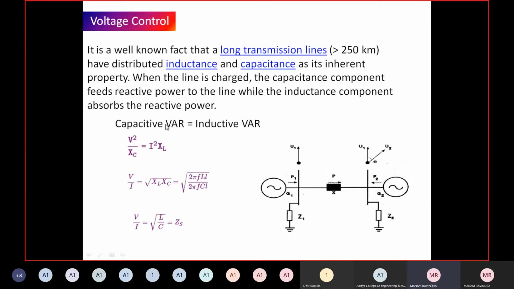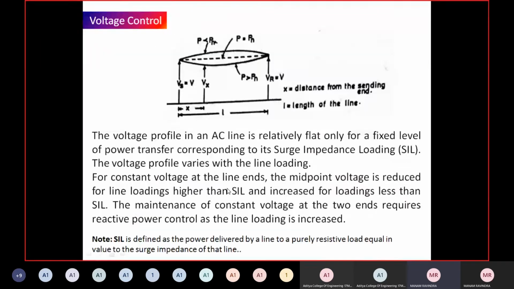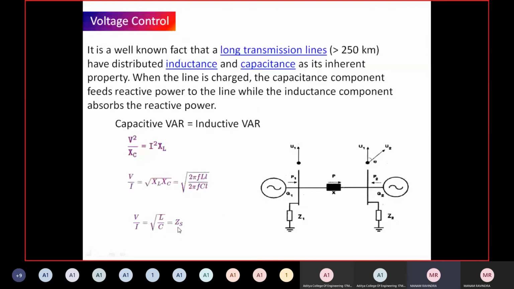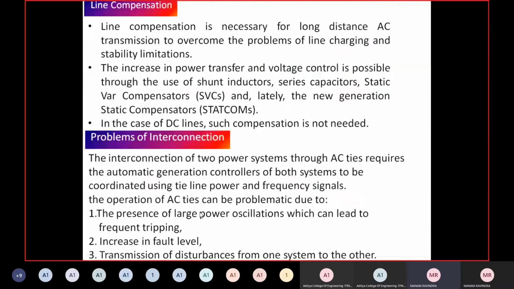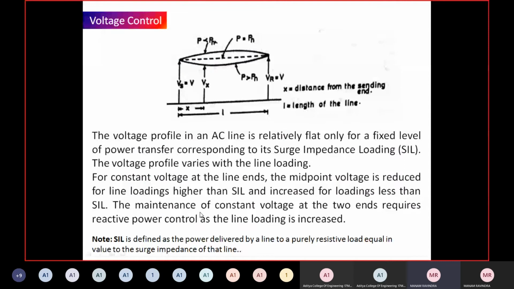That can be seen here. Capacitive VAR is equal to inductive VAR. We can write V squared by XC is equal to I squared XL. From this we can derive V by I is equal to square root of L by C, that is ZS. ZS is nothing but the surge impedance. What is surge impedance loading then? This is the derivation in case the maximum power is transmitted. That is nothing but the surge impedance.